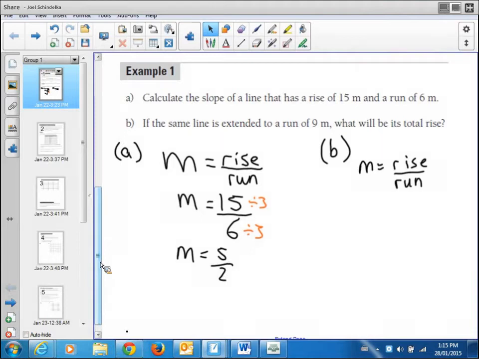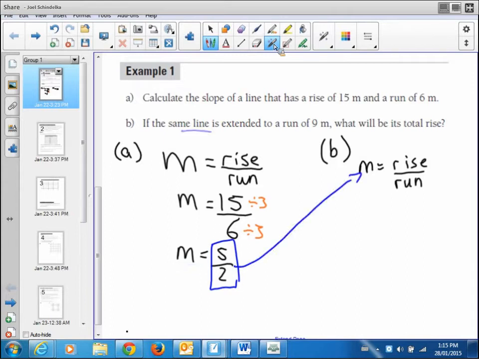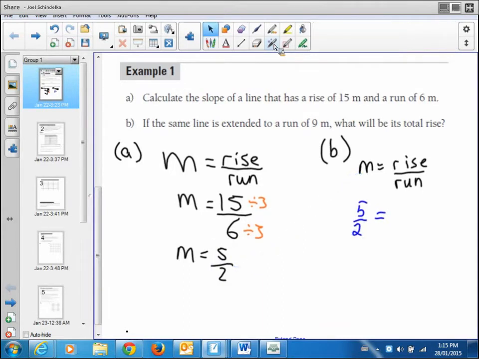What is the value of M? We have it from the previous problem. From here, we're using the same line, so it's the same slope. The slope in this case is 5/2. So I'm going to replace the letter M with 5/2, if you see what I mean. So instead of M on the left, I'm going to put 5/2. Now, is there any confusion about what I just did? You could have used 2.5 as well.